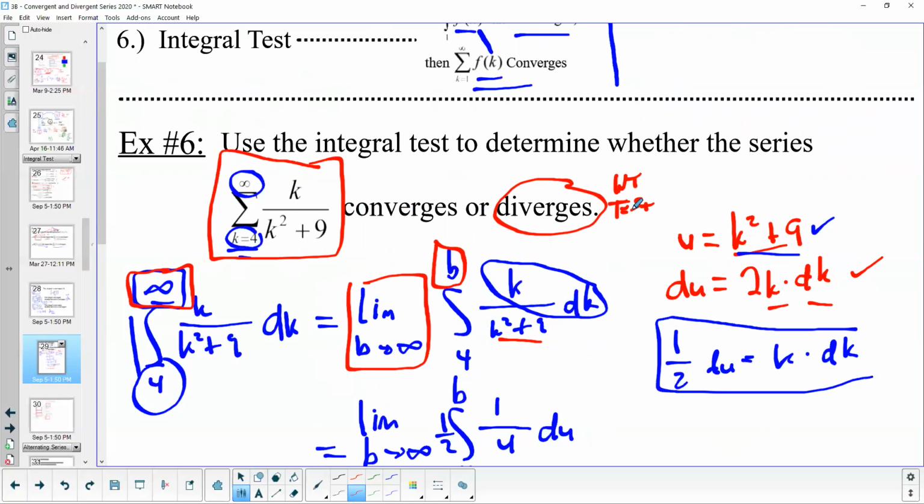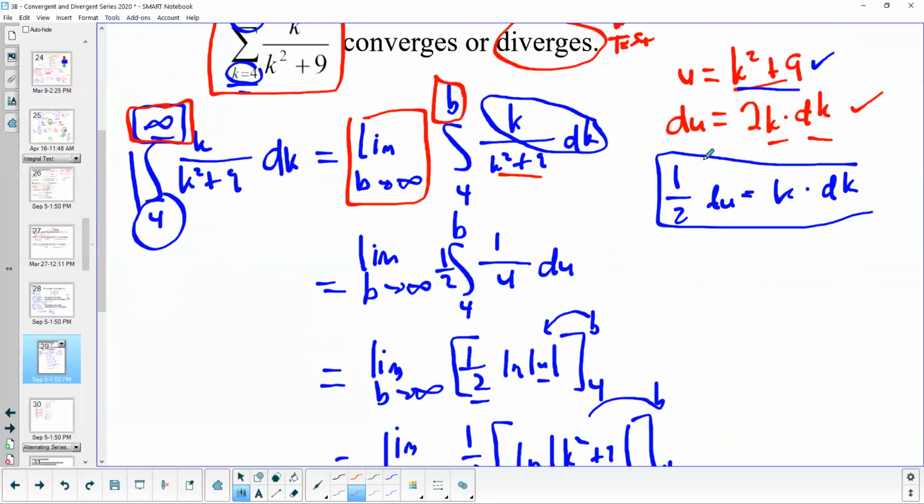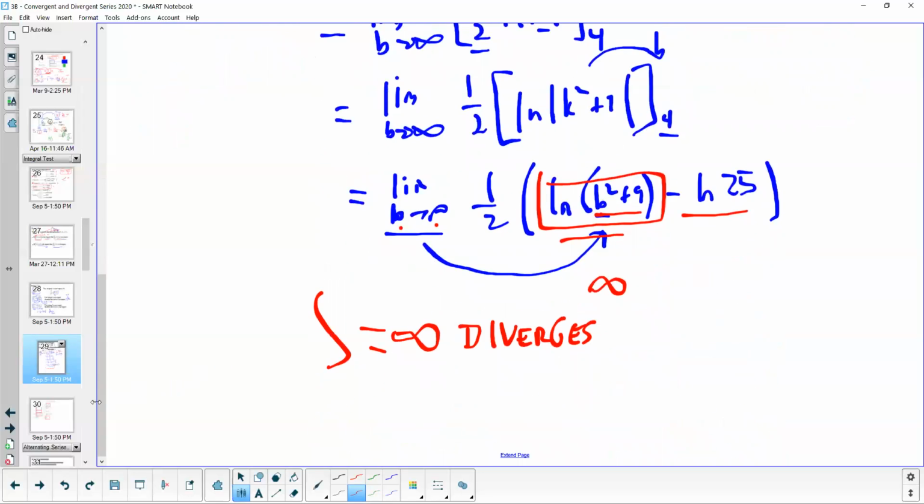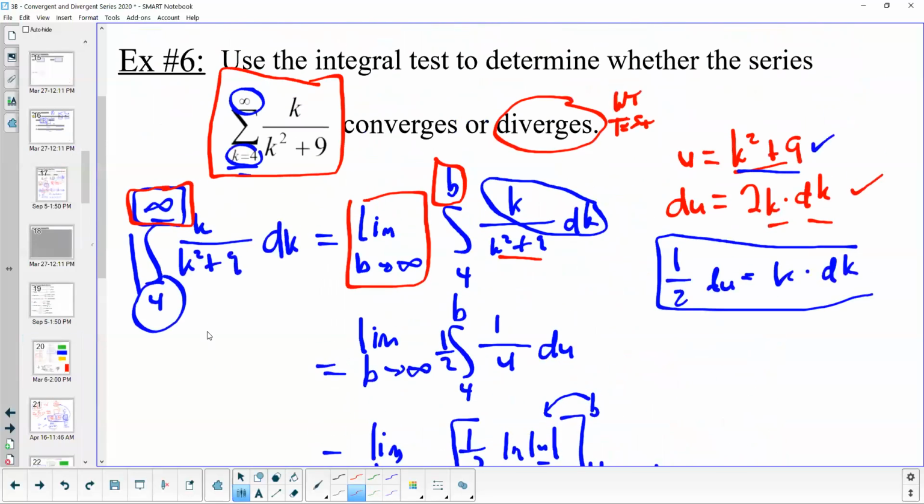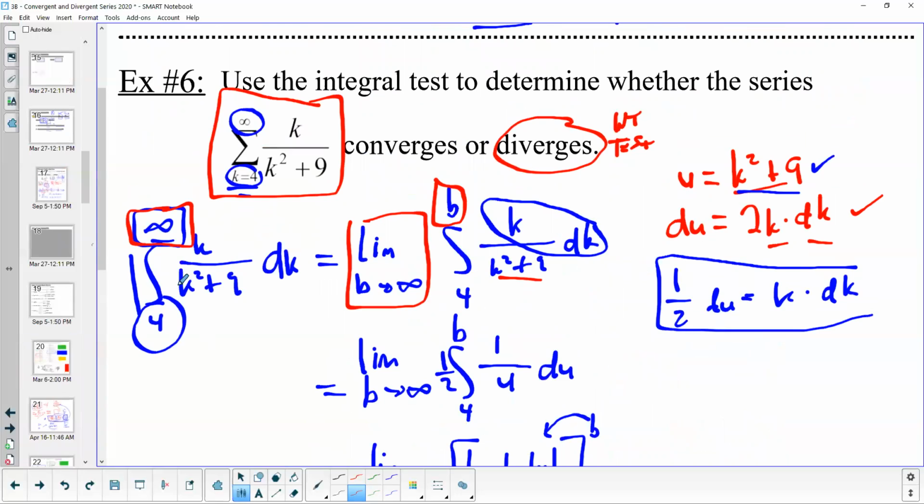So now looking at all that, that seemed a little excessive. We had to use improper integrals. We had to use u substitution. It seems like a lot of work. So for this particular series, there's probably a more efficient way to do it.